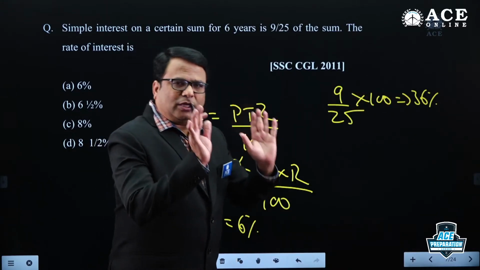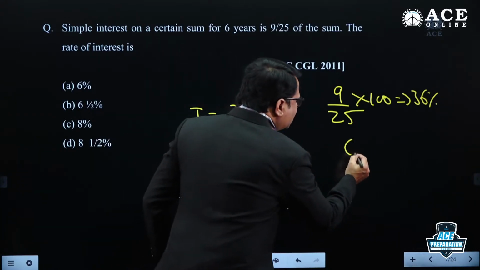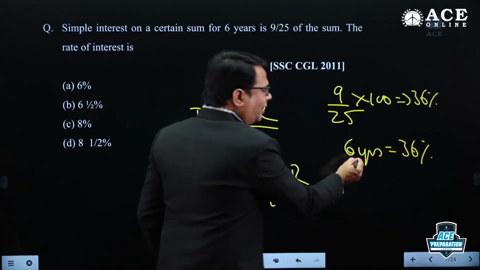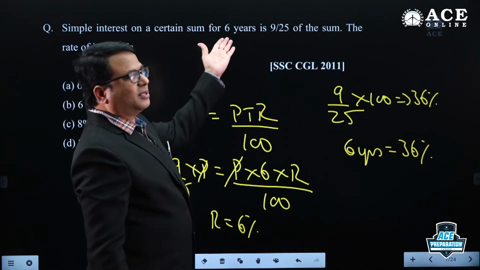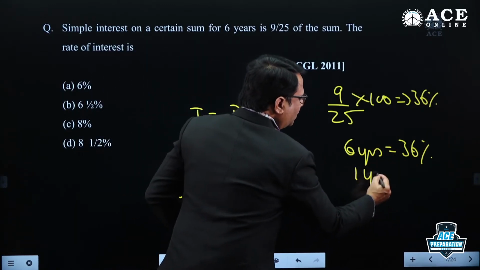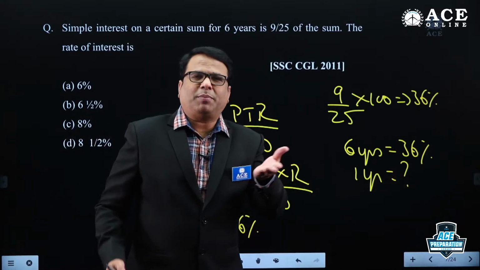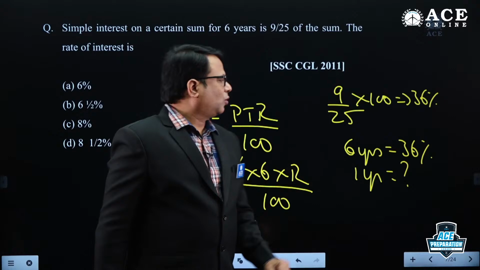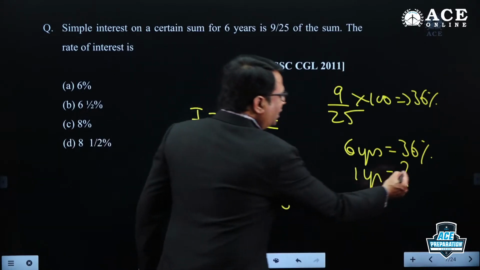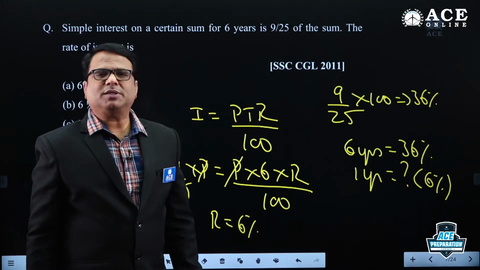Now, I tell you the logic, how to do it orally. Time is 6 years, already given. So in 6 years, if I get 36%, in 1 year I get how much? Because rate of interest is always given per annum. So 6 years, 36%. So 1 year how much? Anybody can say it is 6%. 36 divided by 6, 6%.